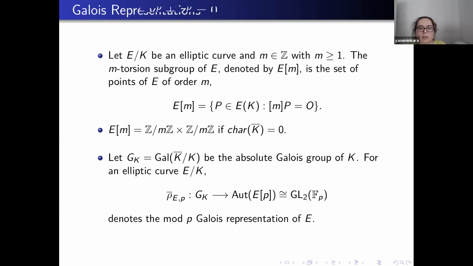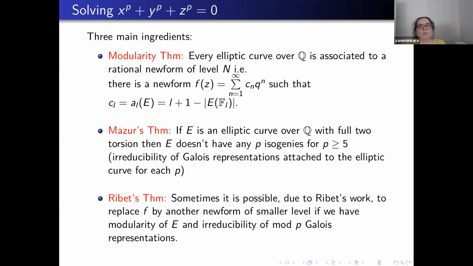Okay. So now let me talk about these three main ingredients that I gave in the first slides: the Modularity Theorem, Mazur's Theorem, and Ribet's Theorem. I will state them, of course, without every detail, but I will try to explain what they mean.